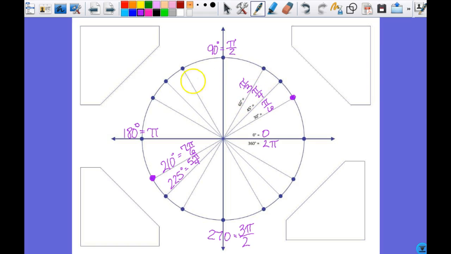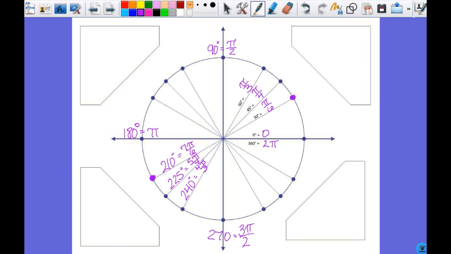60 plus 180 is 240. And then pi thirds plus pi is 4 pi thirds. So you see how to build that?